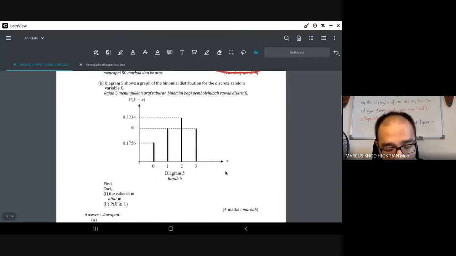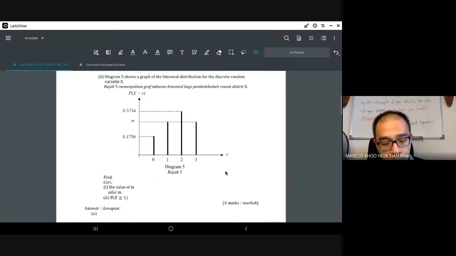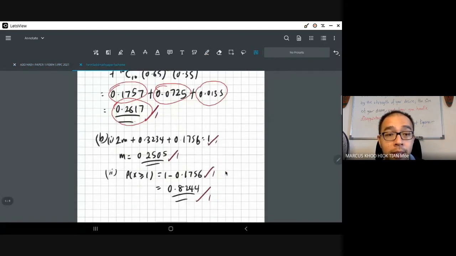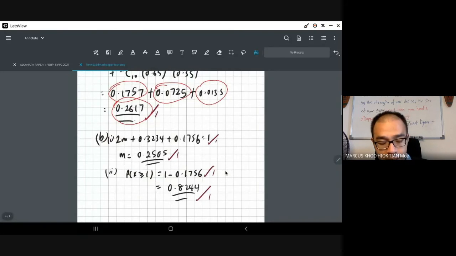So diagram 5 shows this one. Now, when you are given a binomial distribution graph, okay, the most important thing is all the total must be equals to 1. Okay, so you know that 0.1756 plus m plus 0.324 plus another m is equals to 1. Okay, so since this is equals to 1, then you calculate, I see this whole thing is equals to 1 mark, you get m equals to 0.2505 is the next mark.